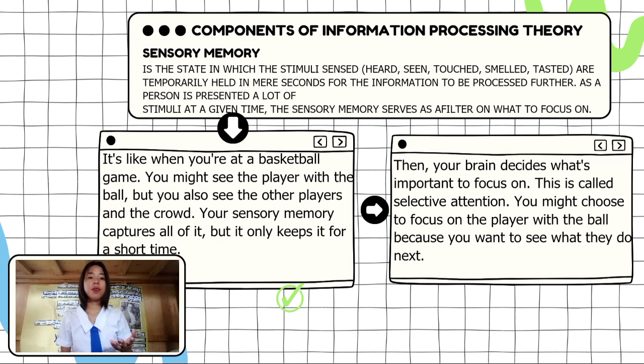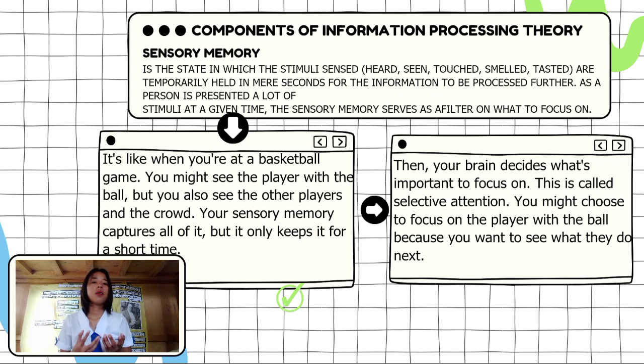The information processing theory model has three major components, namely sensory memory, short-term memory, and long-term memory. So, sensory memory, imagine your brain is like a super fast camera that takes pictures of everything you see, hear, smell, taste, and touch. This is called sensory memory. And it only holds this picture for a few seconds.